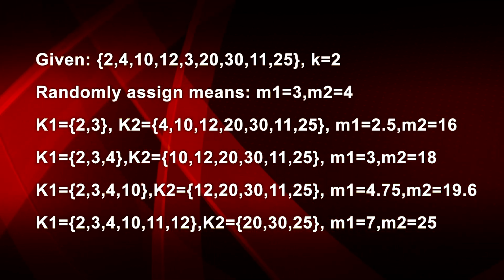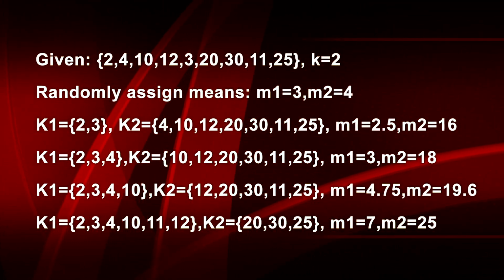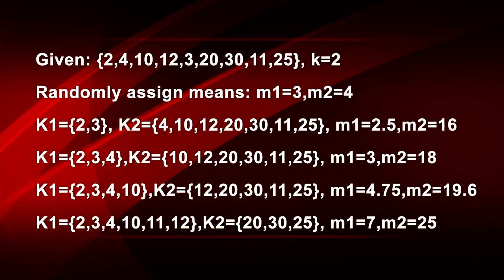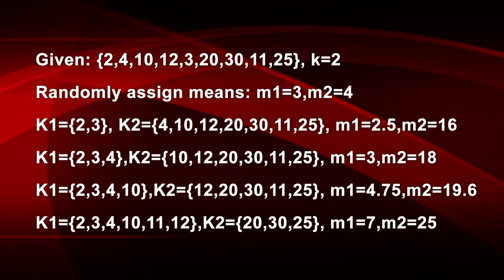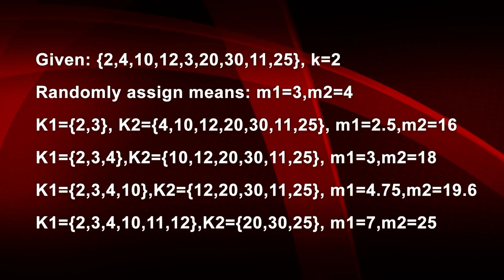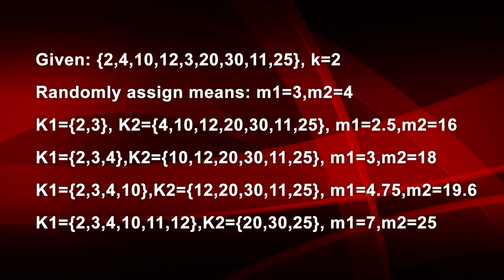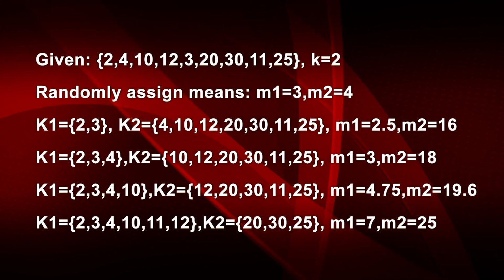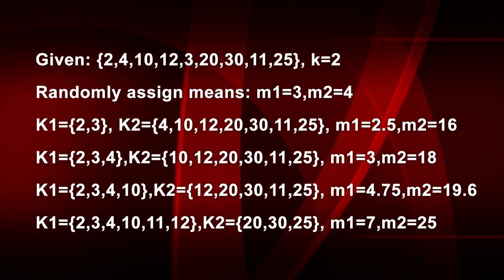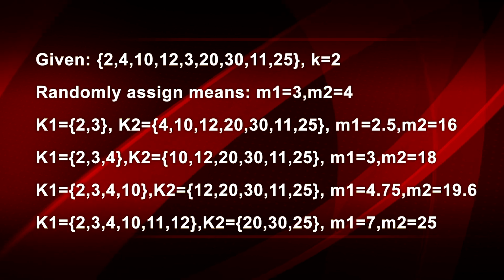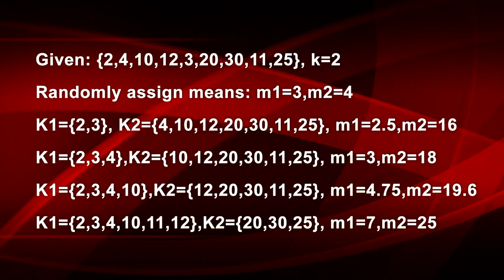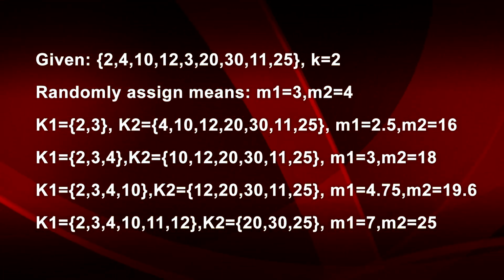For K1, the centroid of 2 and 3 is 2.5, and the centroid for K2, which consists of 4, 10, 12, 20, 30, 11 and 25, is 16. So, my M2 becomes 16. So, I shall start once again iterating through this process with M1 as 2.5 and M2 as 16.